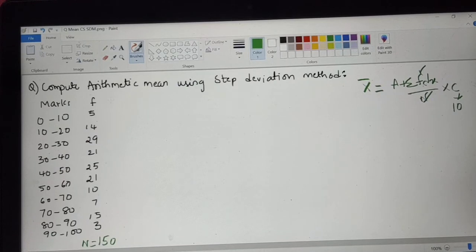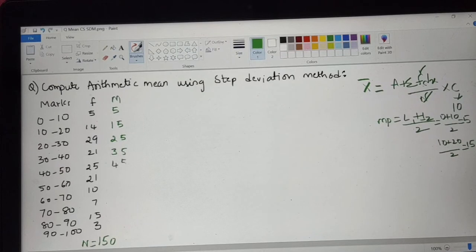Now whenever it is a continuous series, we need our midpoints. As discussed, if you want to find the midpoint, the formula is L1 plus L2 divided by 2. For the first class, as an example, 0 plus 10 by 2, which is 5. The second class will be 10 plus 20 by 2, which is 15. So the difference is 10 between each point: 5, 15, 25, 35, 45, 55, 65, 75, 85 and 95. These are the different midpoints.